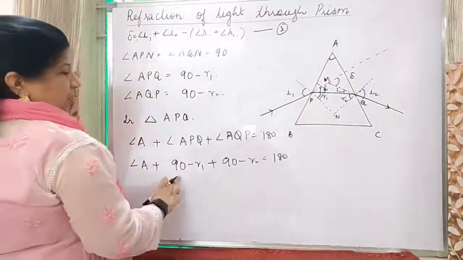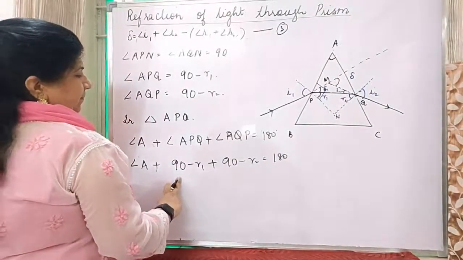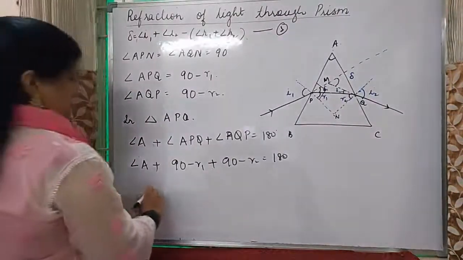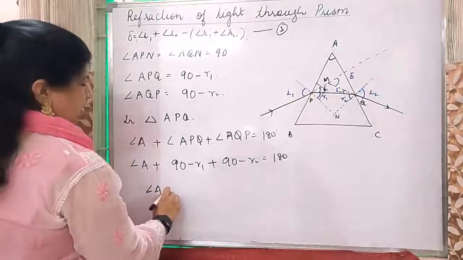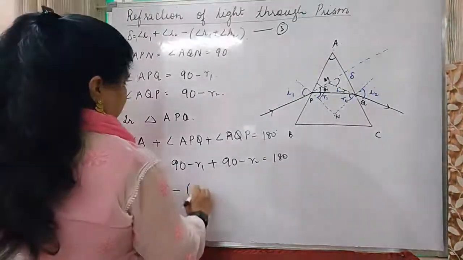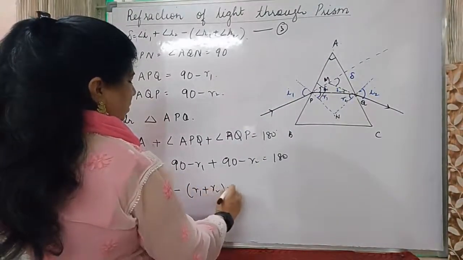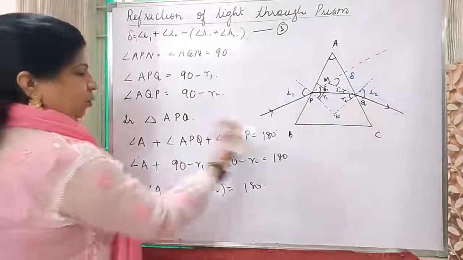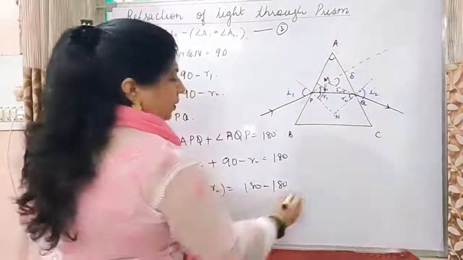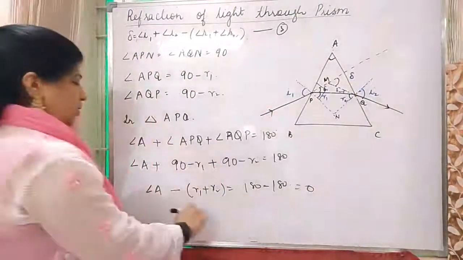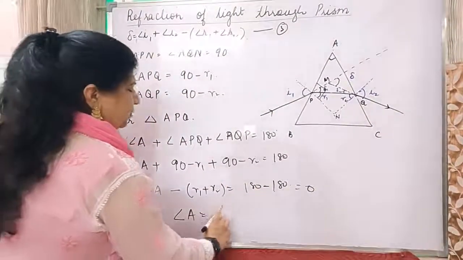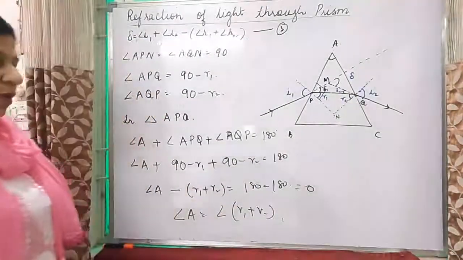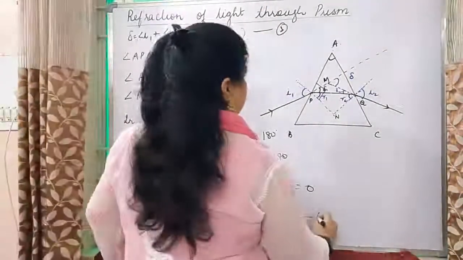Now see, here what we are having is angle A minus R1 plus R2 is equal to 180, and 90 plus 90 is 180, it goes to the other side as minus 180, which is equal to 0. So you can say that angle A is equal to angle R1 plus R2. That's equation number 4.